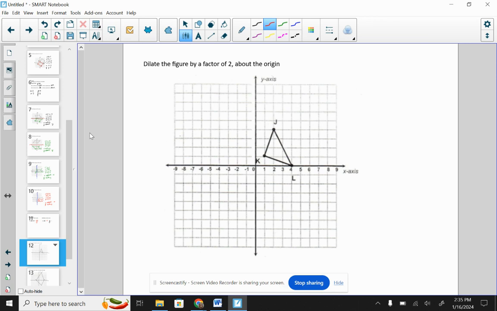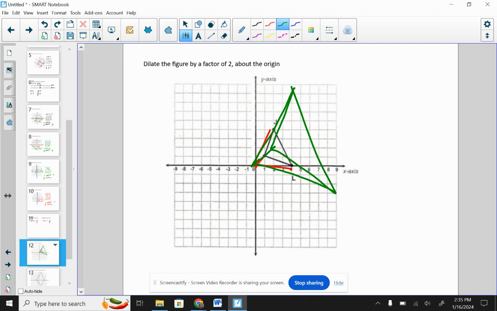So when it says dilate by a factor of 2, it means we're going to increase the size by 2. It's going to be 2 times the size. In this case, about the origin means that this is the point from which we're growing it. So this length here, and this length here, they're all going to be stretched by a factor of 2. So that line will now be out here, this one will be out here, this one will be here, and our new shape is going to look something like this. It's all coming from the origin.